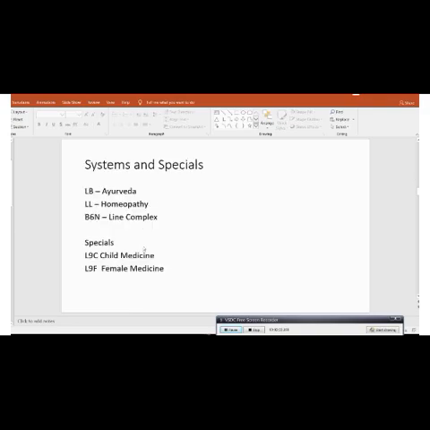Then in addition to that he used systems and specials also. For example, in medicine, LB is Ayurveda, this one is the system. Then LI homeopathy. In Max also he used systems. BSN line complex. He used specials also. L9C is the child medicine. L9F for the female medicine. This one is the special. This one is the system.